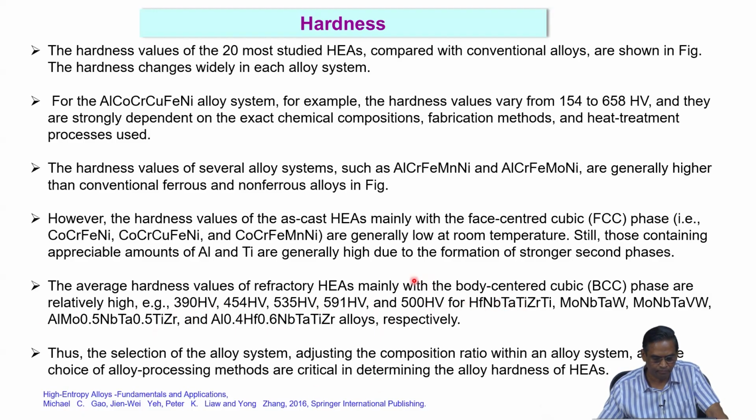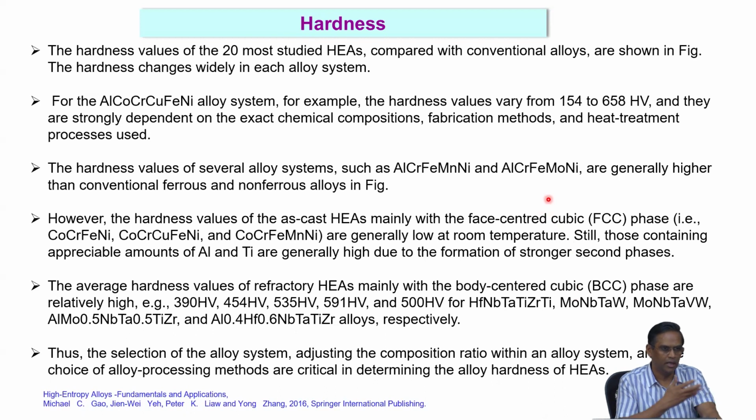Very effectively. So what we are learning from this kind of data is that the selection of the alloy system, adjusting the composition ratio within the alloy system, and the choice of alloy processing methods are critical in determining the hardness of high entropy alloys. This is well known, there is nothing new in this, but in designing high entropy alloys, one needs to be very careful about this. People use all types of methods. In fact, Gerhard will present different types of these processing methods.